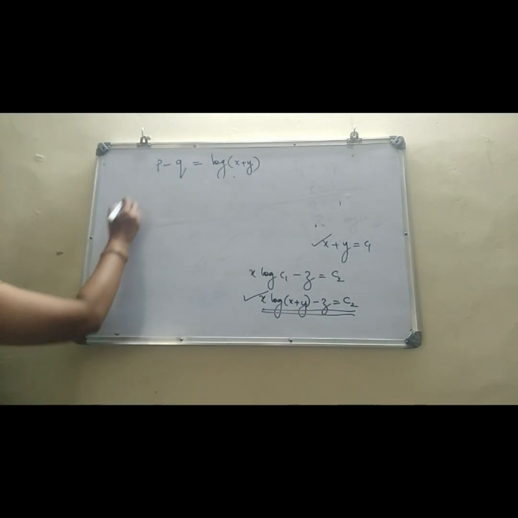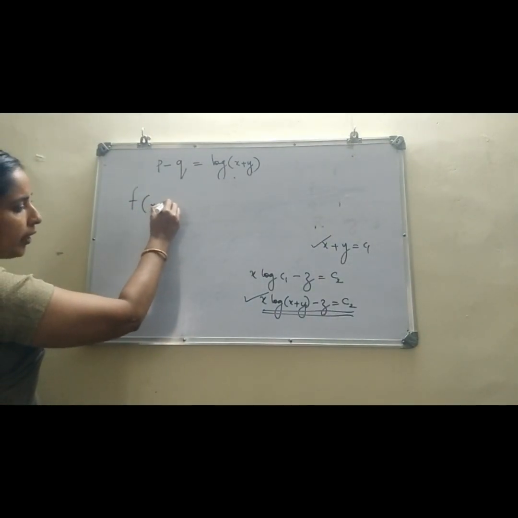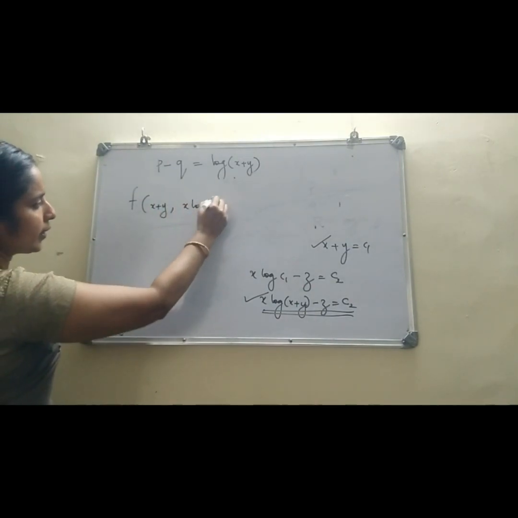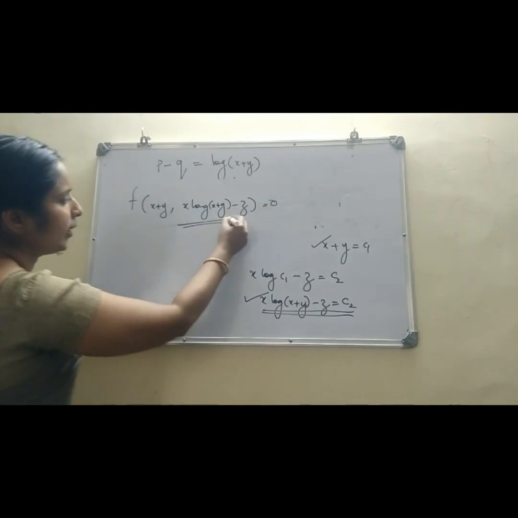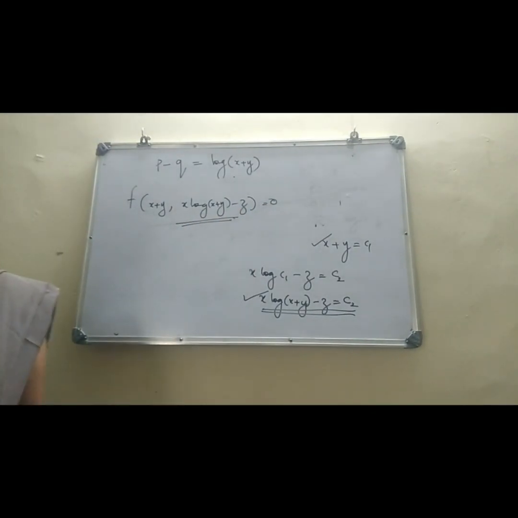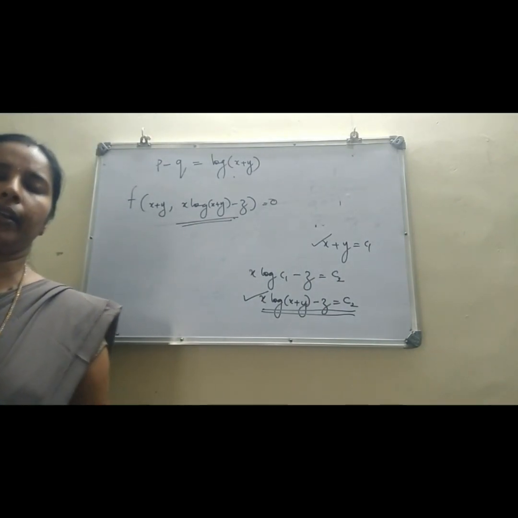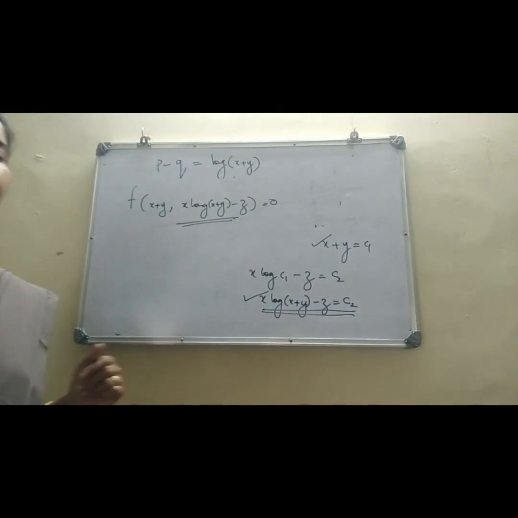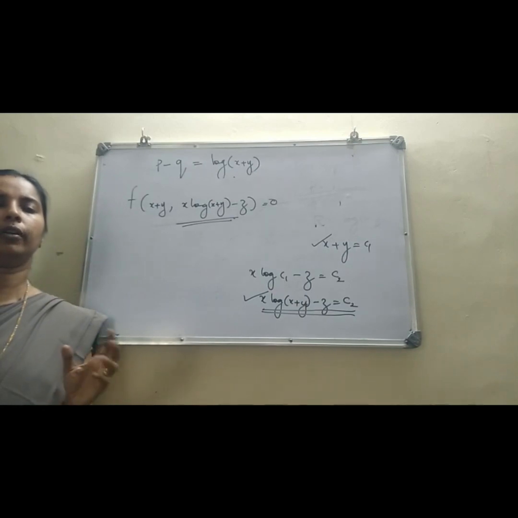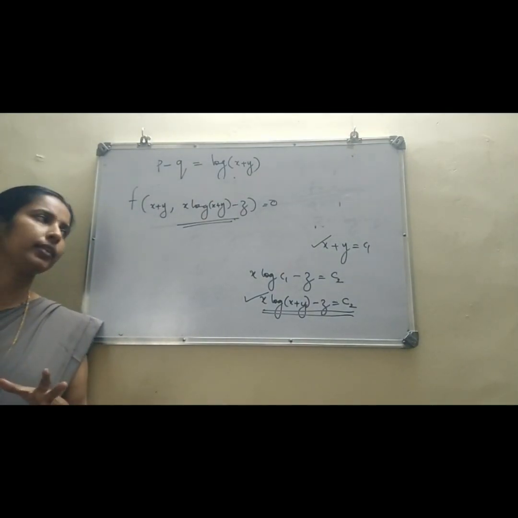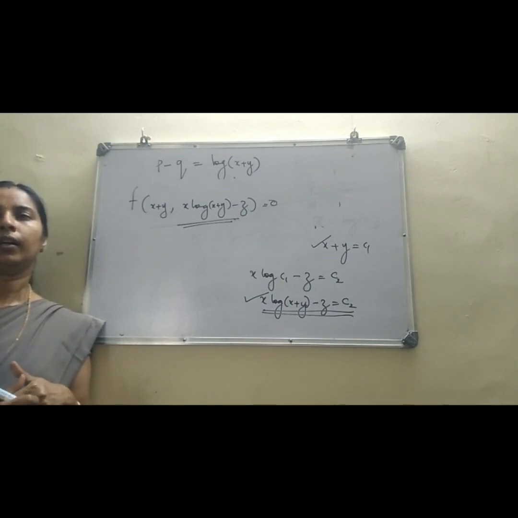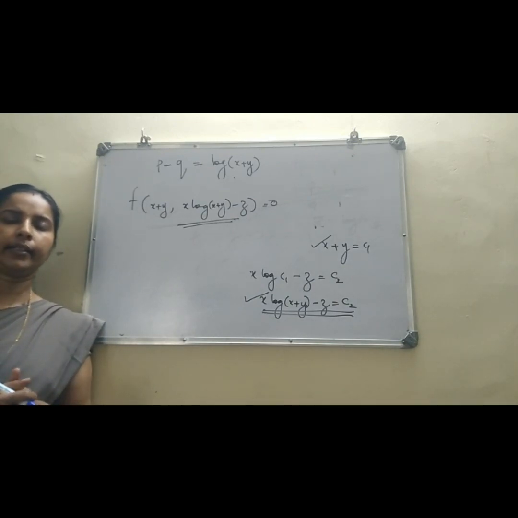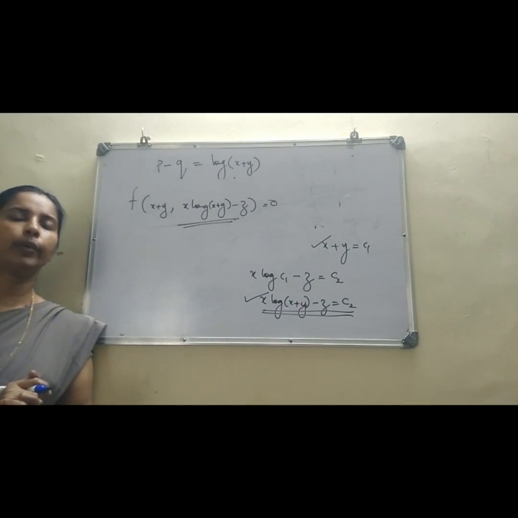So the solution is f of x plus y, x log x plus y minus z equal to 0 is the required solution. See, I already mentioned the method of solving differential equation is very important. If you know the different tricks for solving the differential equations, you can easily find two solutions of the auxiliary equation. You can achieve this technique by solving more and more problems in Lagrange's equation.